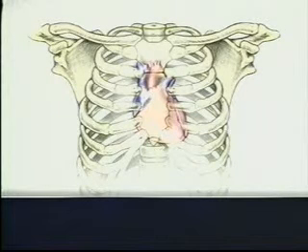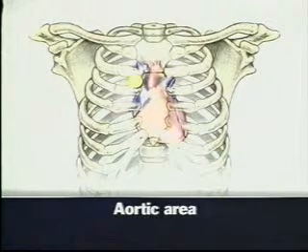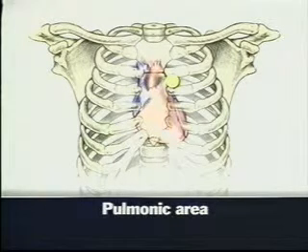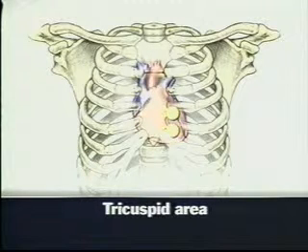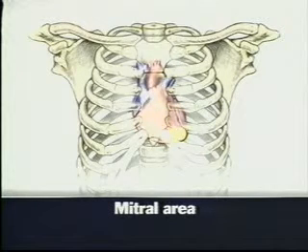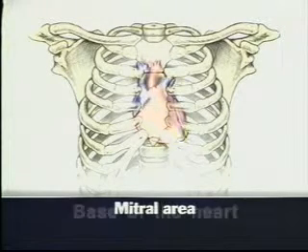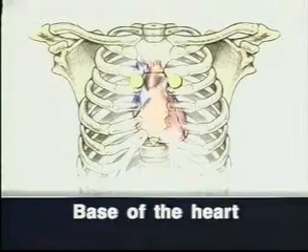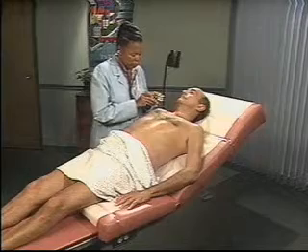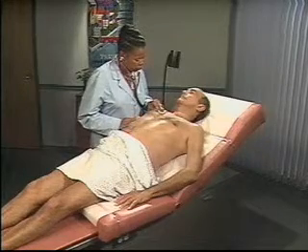You can hear S1 and S2 in the aortic area, in the right 2nd interspace close to the sternum, pulmonic area in the left 2nd interspace close to the sternum, left 3rd interspace, tricuspid area in the left 4th and 5th interspaces, and mitral area at the apical impulse. The aortic and pulmonic areas together are sometimes called the base of the heart. Now that you've seen the listening areas in sequence, focus on the heart sounds in each area.